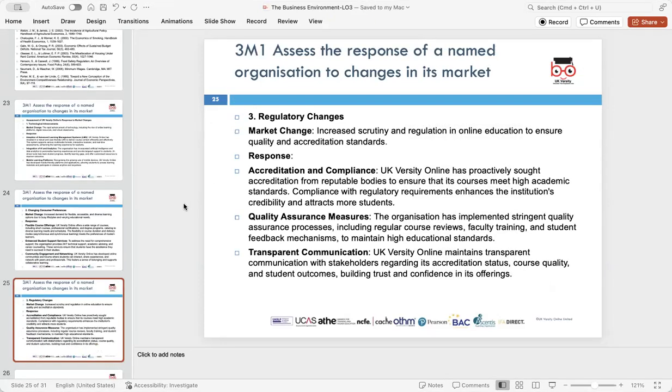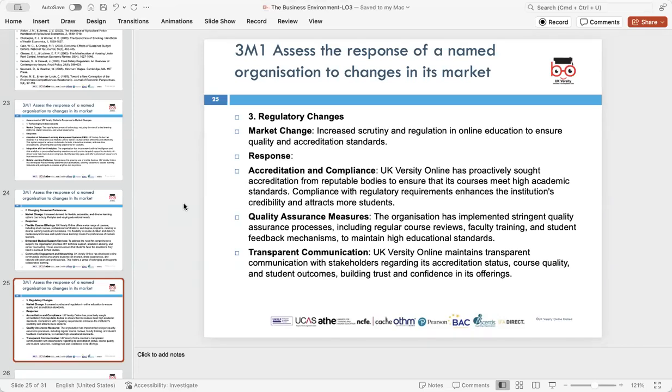The online education sector faces increased scrutiny and regulations to ensure quality and accreditation standards. Accreditation and compliance, quality assurance measures, transparent communications.